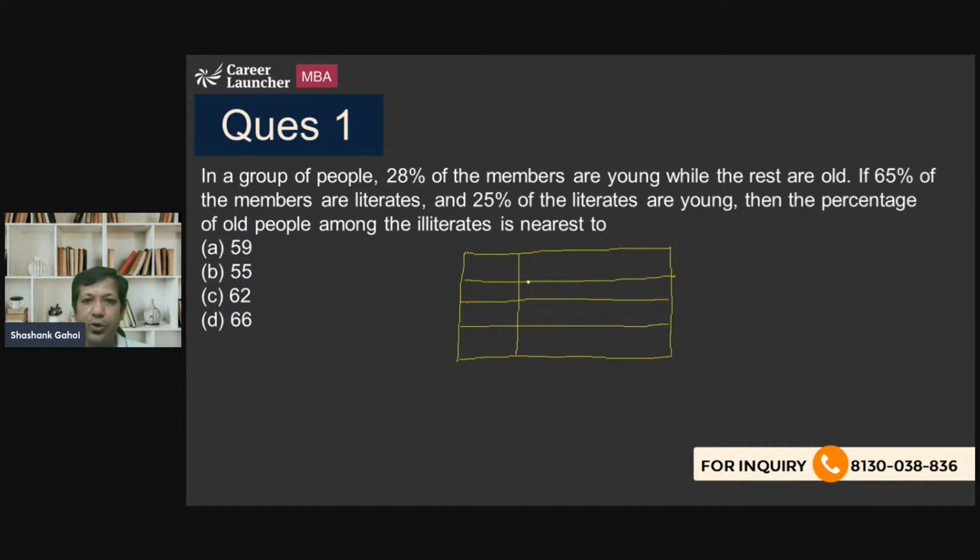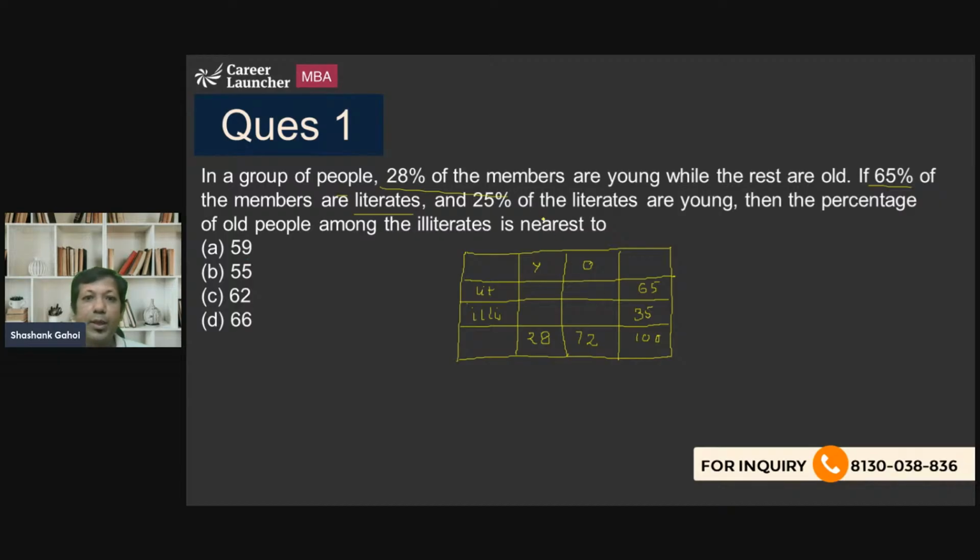It doesn't make a difference where you put young and old. I'm going to put it on top. So this is young people, this is old people, then we have literate people, then illiterate people. I am assuming the total number of people is 100. Now out of 100, 28% are young, so the young value is 28. The old value is 72. 65% of members are literates, so the total literate value is 65, and the illiterate value is 35. So this is what we have.